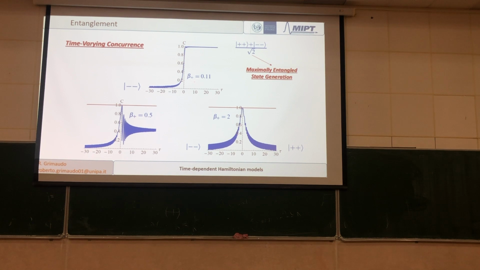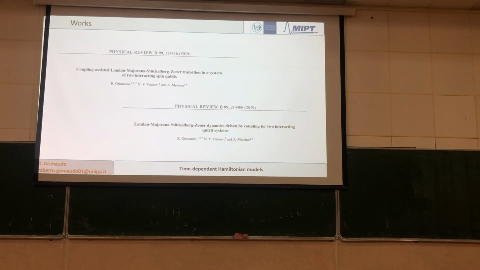This is due to the fact that we have to realize a Landau-Zener transition probability which asymptotically reaches the value 1/2 and not 1, but this is more technical, so we can go on. If you are interested in this analysis, you can read our paper on PRB, about coupling-assisted Landau-Zener transition.